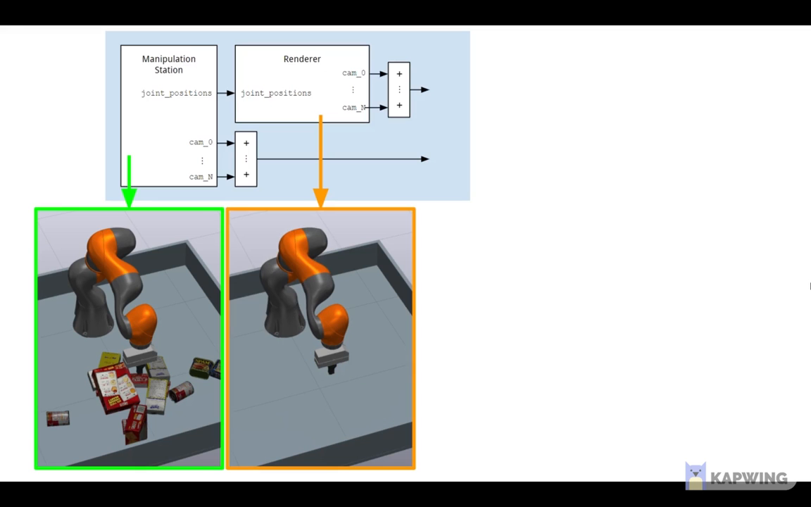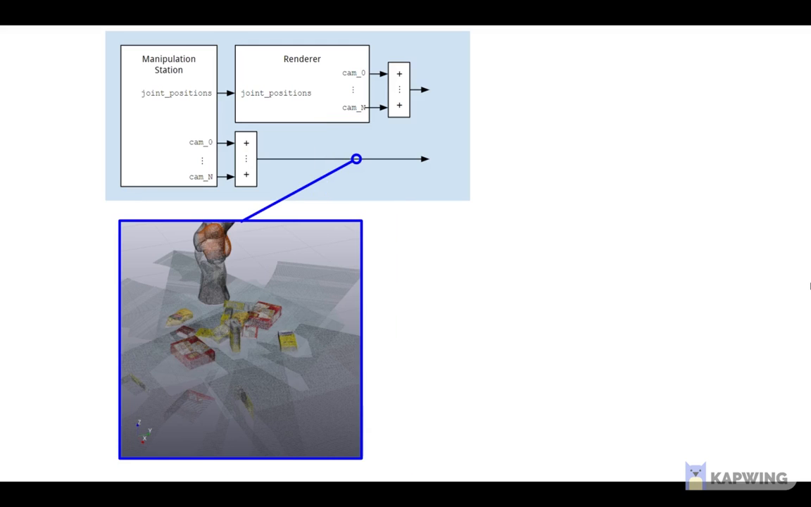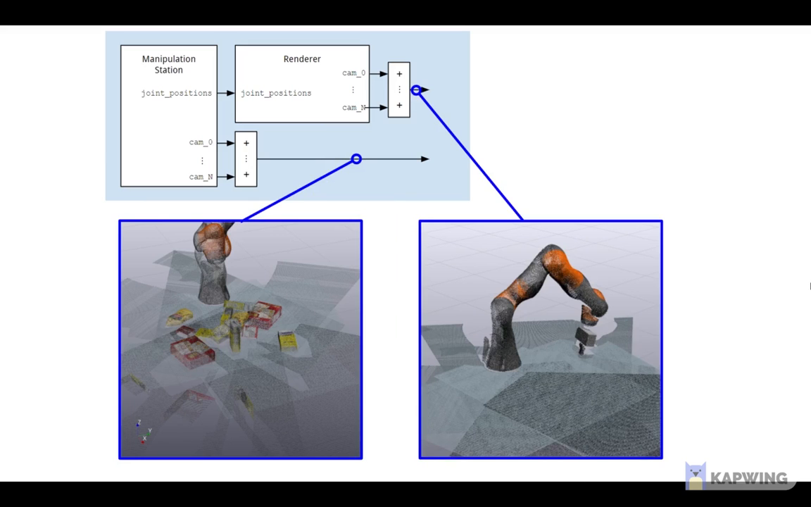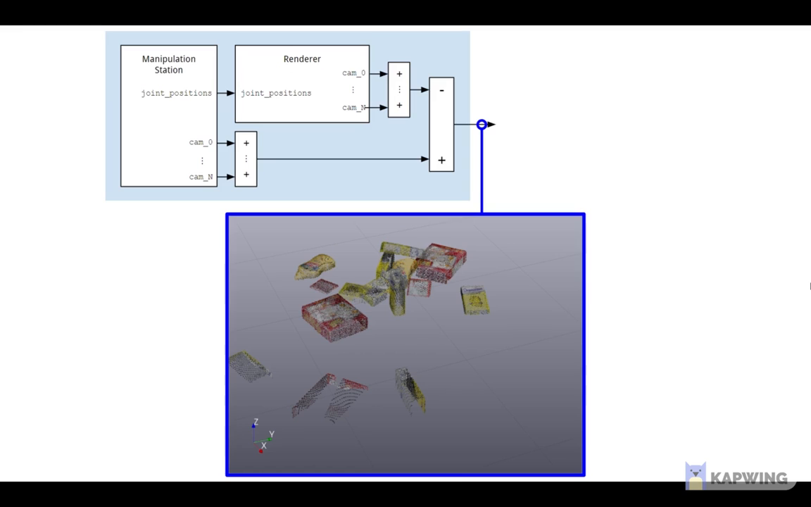Since we know the state of the manipulation station, we can set up a separate renderer that allows us to see what the manipulation station would look like without any of the clutter. We use this renderer to render a point cloud that is equivalent to the point cloud obtained from the real cameras, but does not contain the arm, gripper, and the work surface. Here are some examples of the point clouds obtained from the manipulation station and from the simulated renderer. With these 2 point clouds, we can easily subtract out all the points that are due to the arm, gripper, and work surface, leaving us only with points that are due to unknown objects of interest.